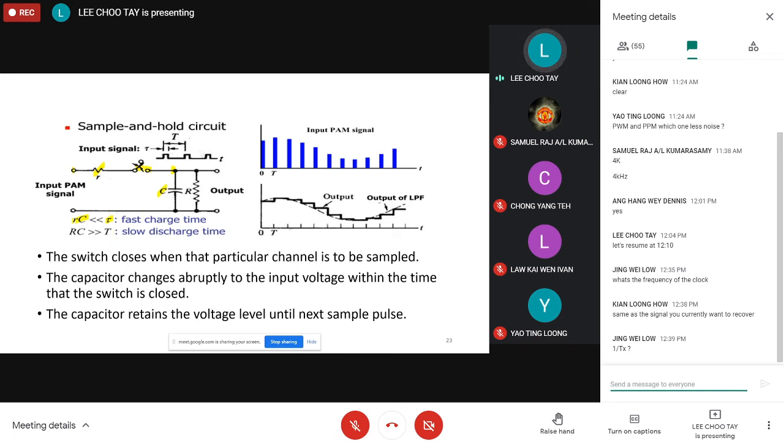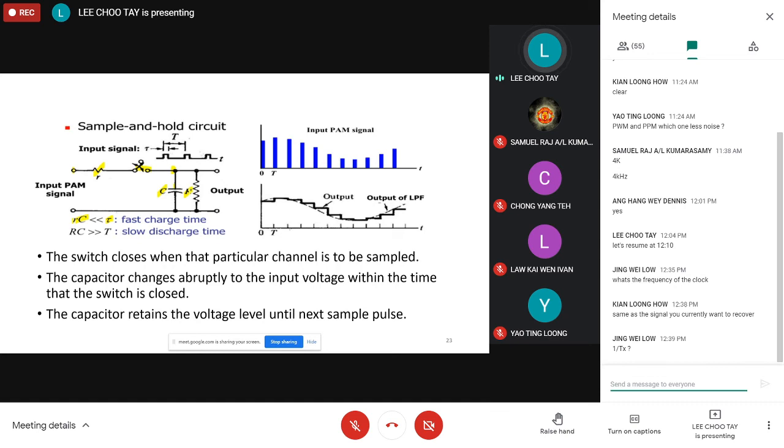But then when the switch is open, because the next pulse does not belong to this circuit, the next pulse belongs to another circuit because it's another message. The message is not meant for this circuit, it is meant for the next circuit. Then the switch will be off, isn't it? So when the switch is off, of course your capacitor now will discharge through this R over here.